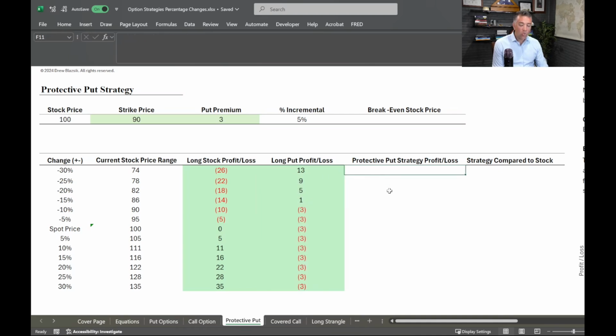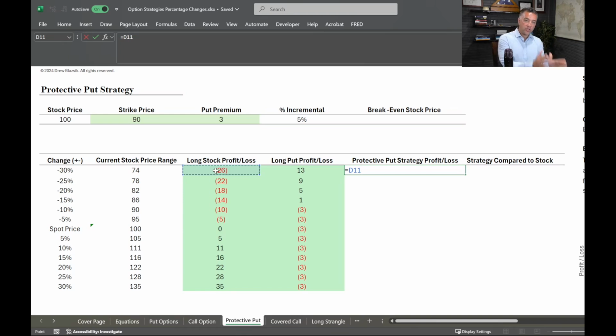Now what we want to know, what is our protective put strategy profit loss? How much do we make? Because we own both of these and we want to see how much we made. Well, very simple, all it's going to be is the profit in the stock. Because in this example, just to let you know, if you buy a contract, it could be 100 shares of stock. So what we're doing is a 1-for-1 ratio.